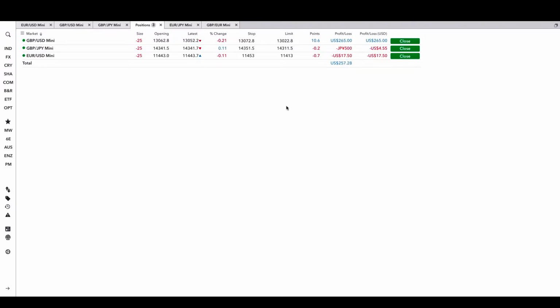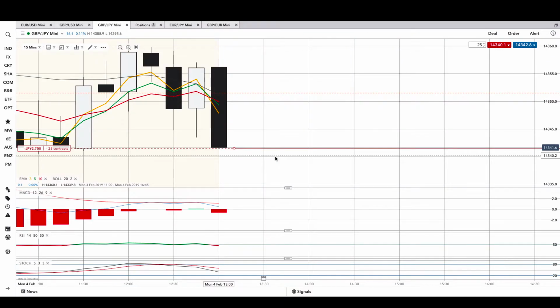Okay, hi, welcome back. So just now we waited for about 5 minutes, so I've entered another trade for GBP JPY because these are the indicators. The indicators are showing it's a sell signal.